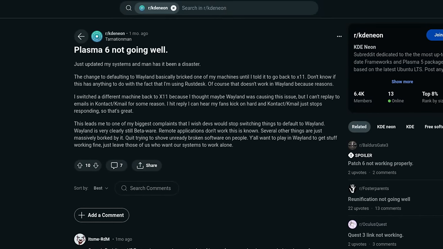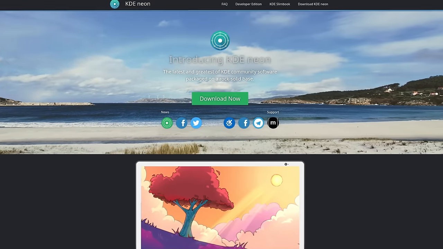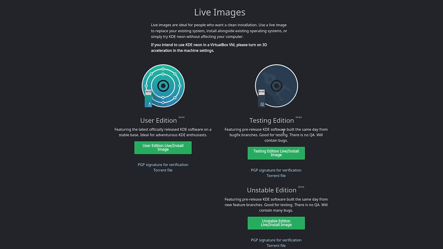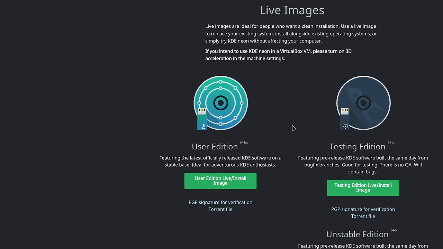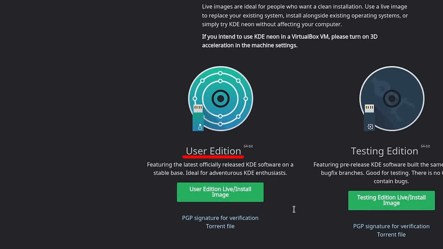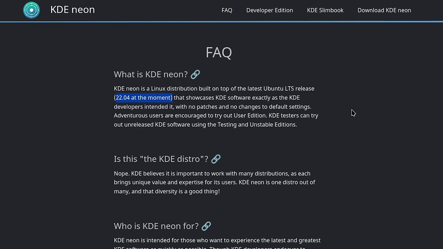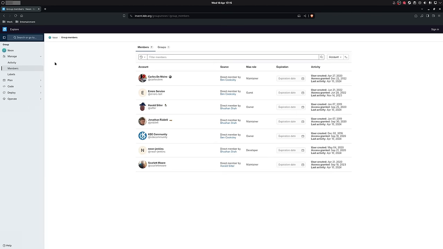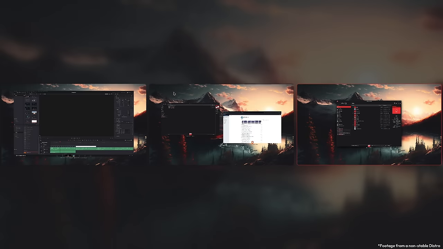Or did it? Turns out that a lot of the initial Plasma 6 hiccups were actually caused by bugs in the distribution KDE Neon, which already comes in several different flavors. One of those flavors is called the User Edition, which is supposed to be a stable release. However, it's for once based on a rather old release of Ubuntu, doesn't have many maintainers and serves more of a testing purpose, rather than a truly stable distribution.